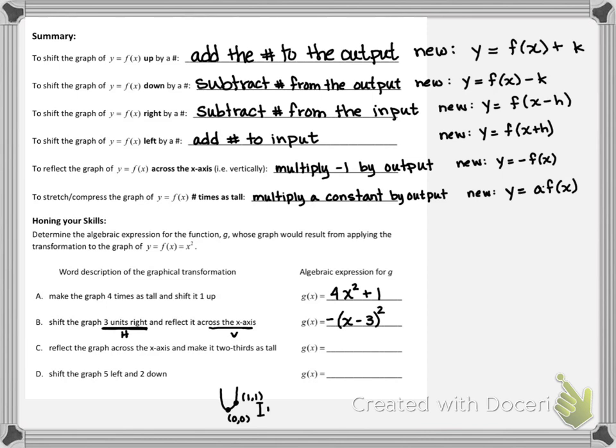Okay, what'd you get for C? I said -2/3 x squared. Perfect. Right, so both the reflection and, in this case, the compression are vertical. So we're going to multiply by 2/3 and then take the opposite of it to do that flip. And then what about that last one? I did (x plus 5) squared minus 2. Good.